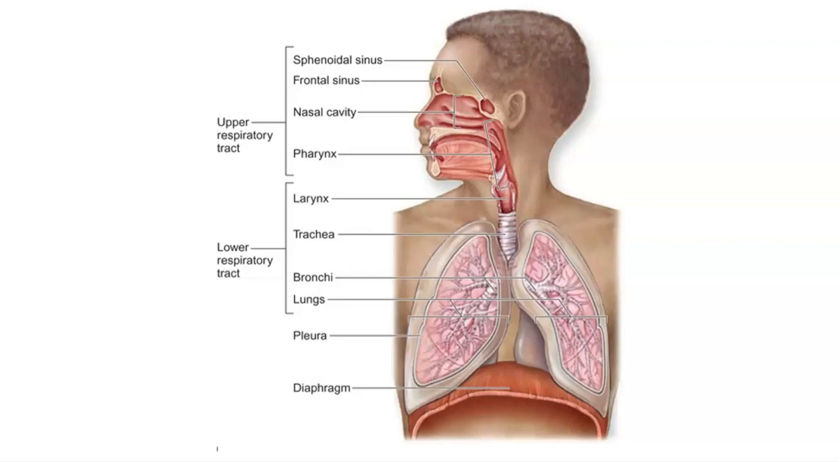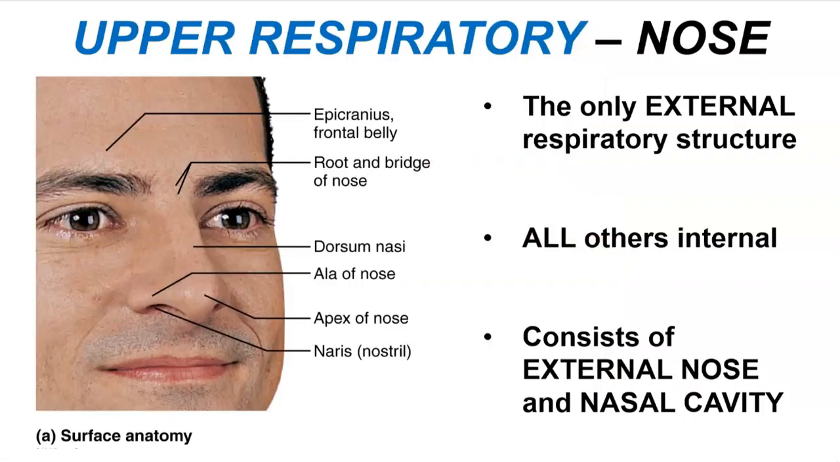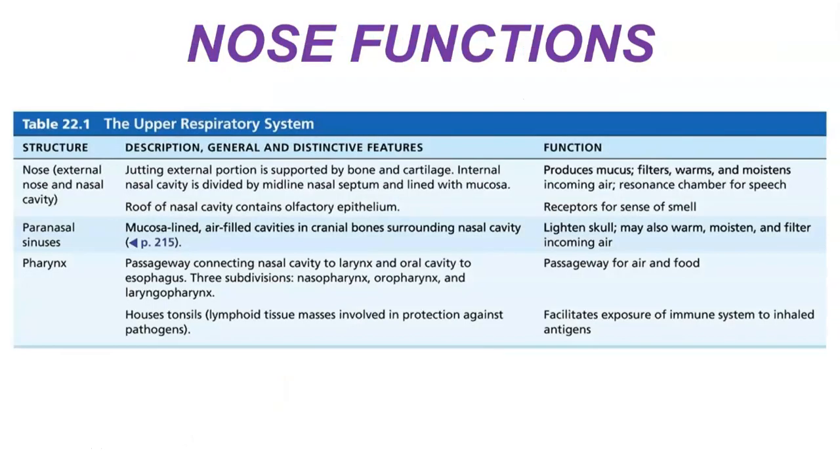We'll begin with the nose and the nasal cavity of the upper respiratory system. The nose is the only external respiratory structure. All other respiratory structures are going to be internal. And the term nose implies two structures, the external nose and the nasal cavity. So the nose, that is both the external nose and the nasal cavity, function to produce mucus, to trap dirt and debris, to filter, to warm, and to moisten the incoming air, and the nose also acts as a resonance chamber for speech sounds.